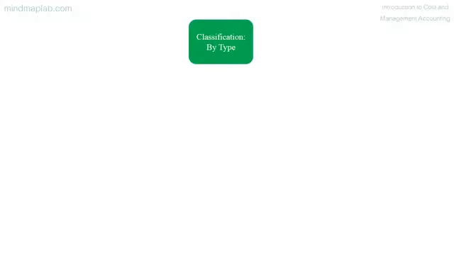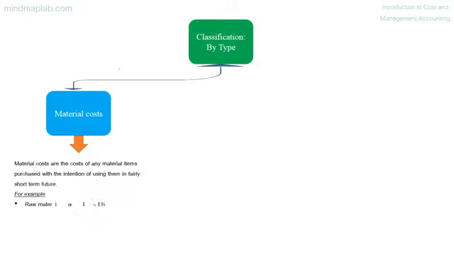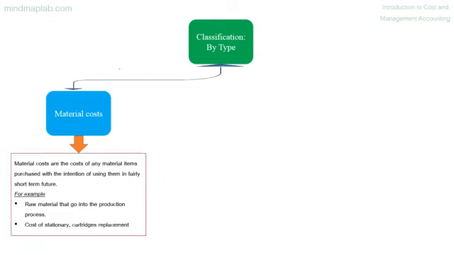Classification by type. Material costs. Material costs are the costs of any material items purchased with the intention of using them in the fairly short-term future. For example, raw material that goes into the production process. Cost of stationery, cartridge replacement.